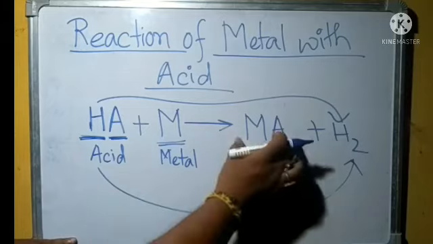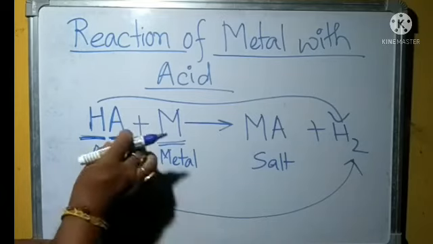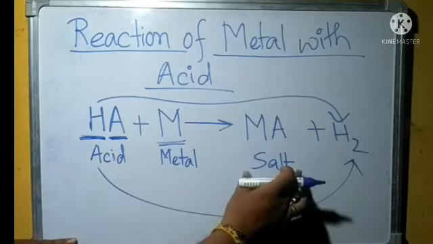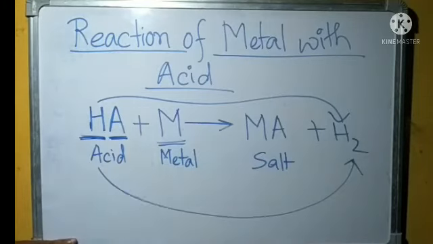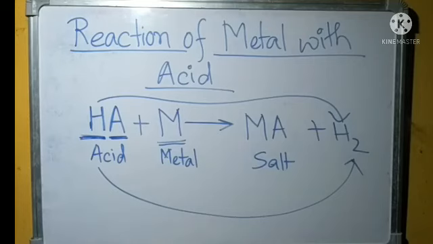And to determine the formula of M and A, you just have to determine the formula of the salt. You have to combine the metal and the anionic part, and then satisfy their valency. Whatever will be the product, you can write it as the salt. I think it will be more clear when we discuss an example. So let us look at some examples here.